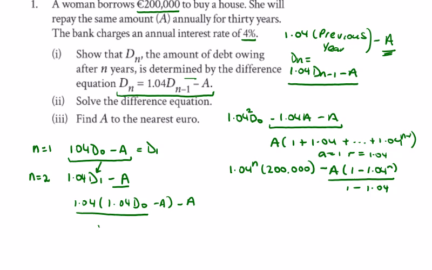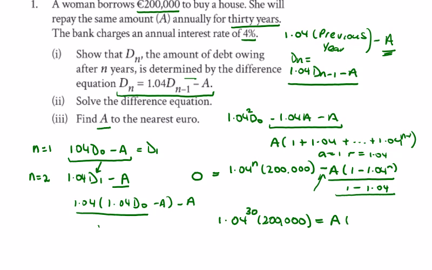To solve the difference equation, we can work this out as a decimal. We're asked to put n in and find A to the nearest euro. We can simplify it down, and this will all be equal to 0, because all the payments have been paid. So 1.04 to the power of, it was annually for 30 years, they're paying back annually for 30 years, 1.04 to the power of 30 times 200,000 would be equal to this A times the geometric sum. If we bring it across, the minus becomes a plus A, and we can work this out.